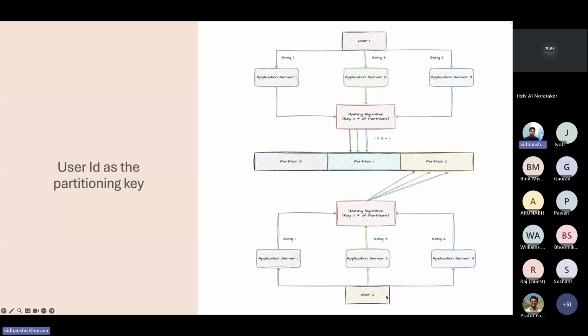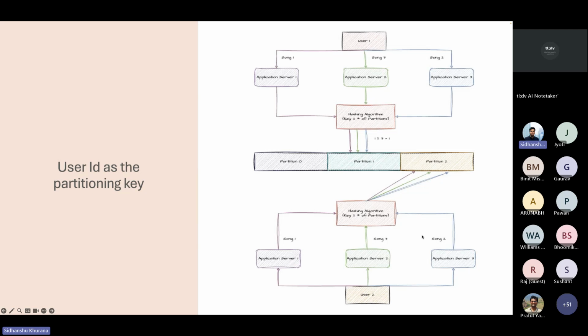Now, if user 2 is listening to songs 1, 2, 3, which are routed to different application servers, you can see that because the user ID is 2, and 2 modulo 3 is 2, all of them are getting routed to partition 2. Regardless of the server handling the request, it is based upon the user ID. In the case of user 1, application servers 1, 2, 3 are all connecting to partition 1. And in the case of user 2, application servers 1, 2, 3 are all connecting to partition 2.